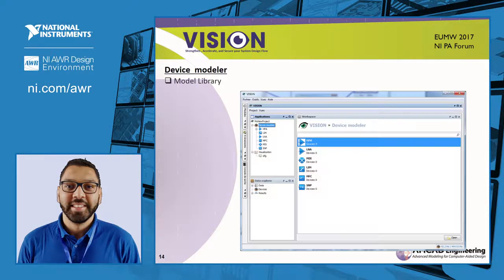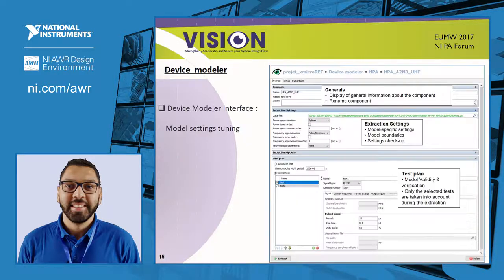In Device Modeler, you can build your library of components such as power amplifier, low noise amplifier, mixers, and filters. And for each circuit, there is a user-friendly interface to tune your behavior model with a small number of parameters. There is also a test plan to validate your model with other signals. Thereby, you can check if your model shows a physical behavior.